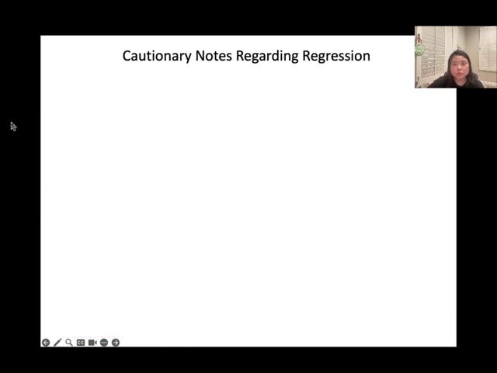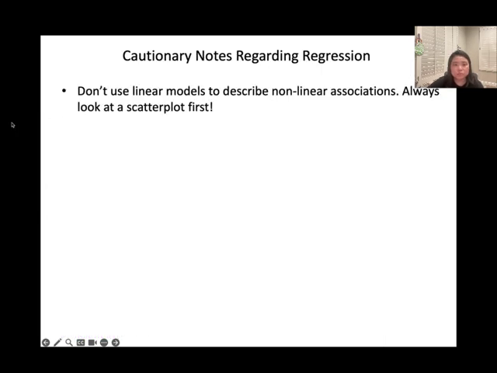Okay, cautionary notes regarding the regression. Don't use a linear model to describe a nonlinear association. Always look at the scatter plot first. So every time we're finding the r and the regression equation, we have to look at the scatter plot. Make sure they do have a straight line pattern. If there's no straight line pattern, we cannot use the regression equation to find the predicted value.